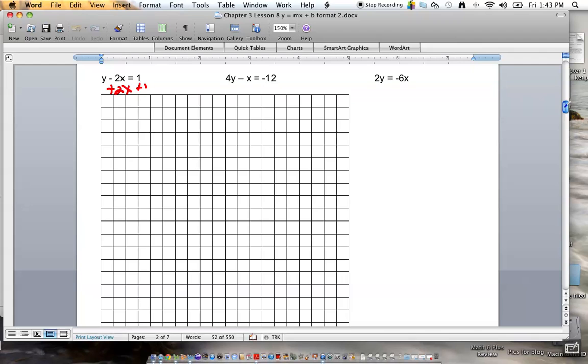The first bad thing is that it says y minus 2x, and I don't want the minus 2x on the side of the y. So y equals 2x plus 1. What's the slope? Guys, what is the slope? 2 over 1, good. And what's the y-intercept? Positive 1. So I begin at 1, and I go up 2 over 1.